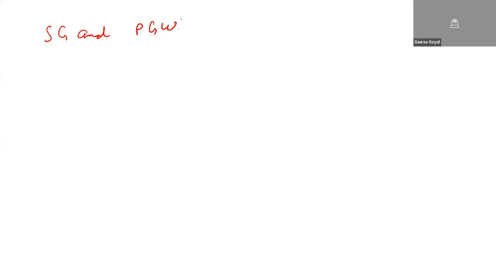The main function of PGW is to provide access to the PDNs, packet data networks. So it allocates IP addresses to all UEs. In case of 5G, there is no SGW or PGW. It is replaced by UPF.